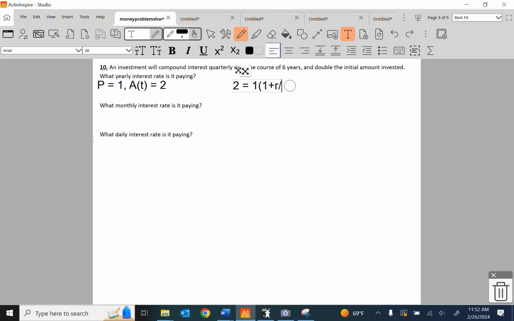Talks about being compounded quarterly. It's going to take 6 years, so the exponent is going to be 4 times 6. This isn't that bad. We end up with 2 equals 1 plus r over 4 to the 24th power. What we're going to do is raise both sides to the 1/24th power because that is the reciprocal.